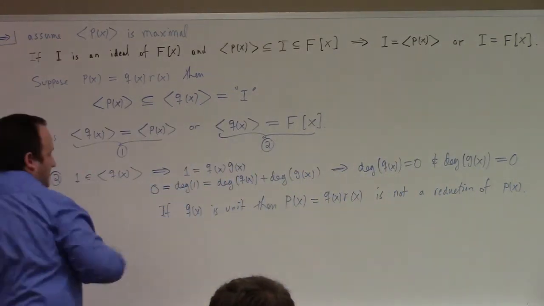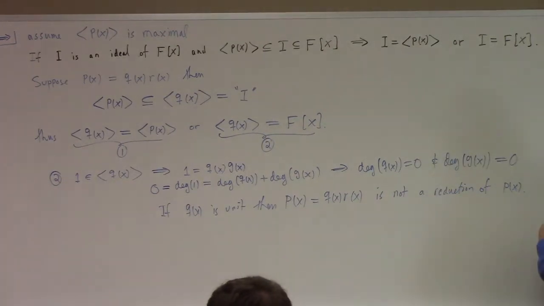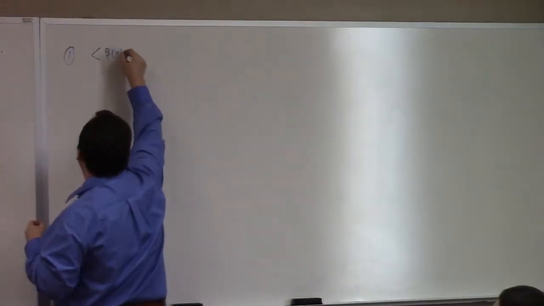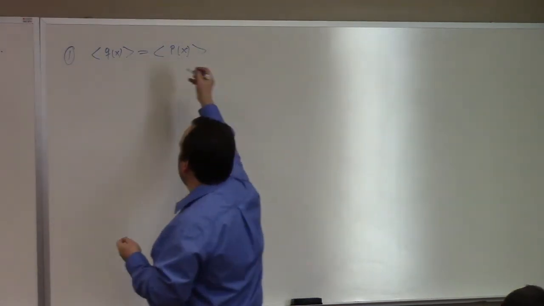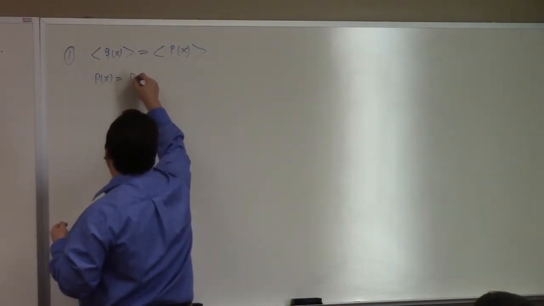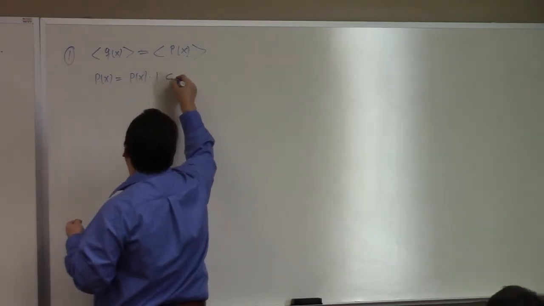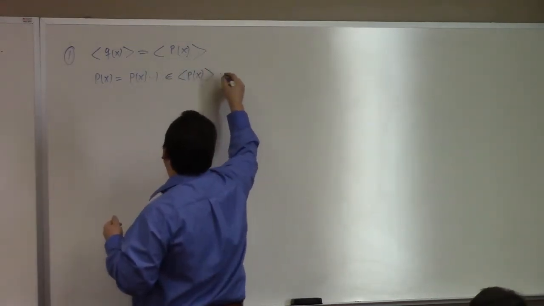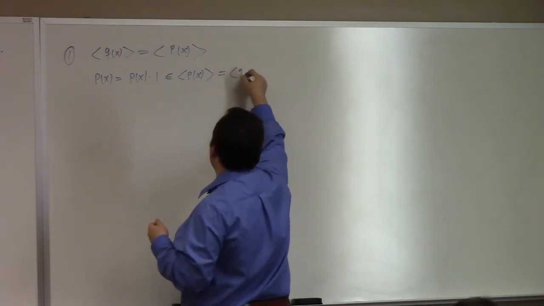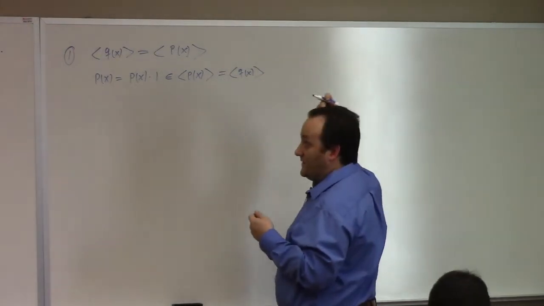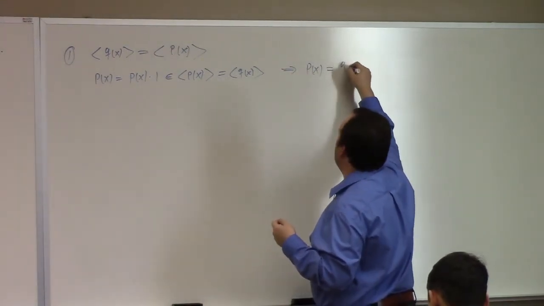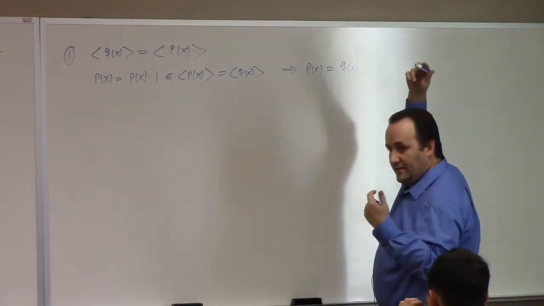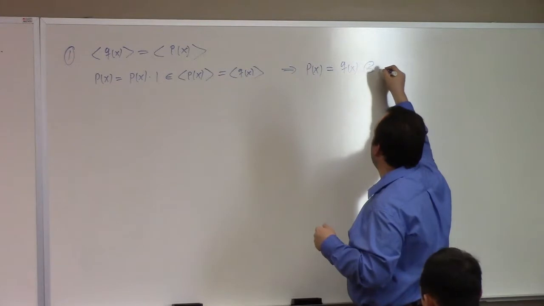Okay, so going to case 1. We're supposing q of x equal to p of x, right? Notice that p of x is equal to p of x times 1, so it's an element of this, which is equal to the ideal generated by q of x. What does that say? That implies p of x is q of x times something.